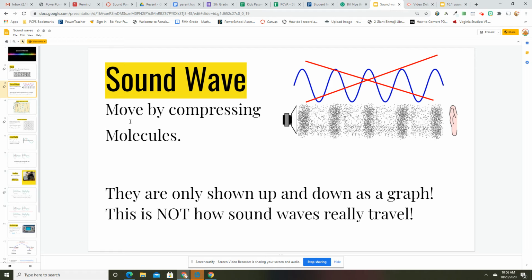Sound waves travel by compressing the molecules. Compression, rarefaction. Compression, rarefaction. Compression from here to here, okay, is a wavelength.